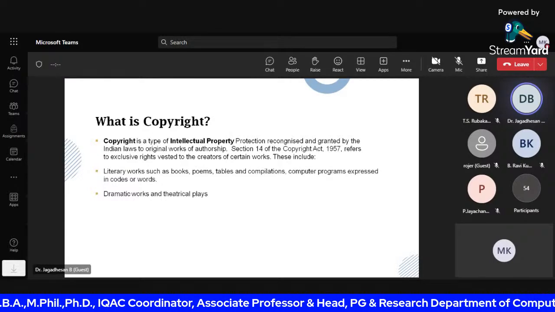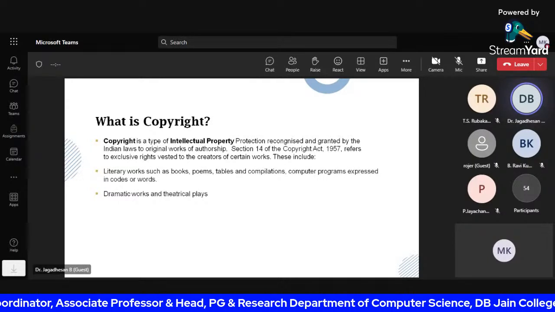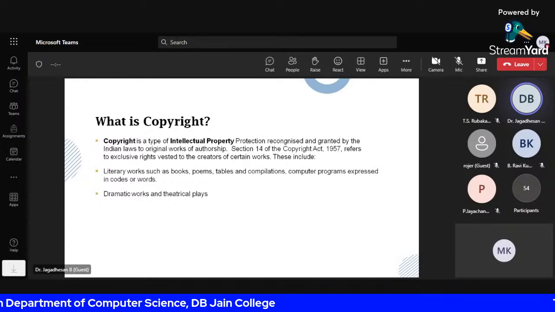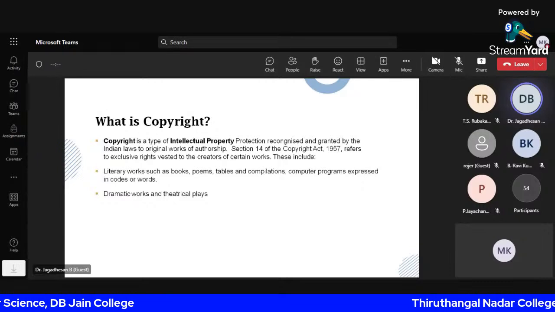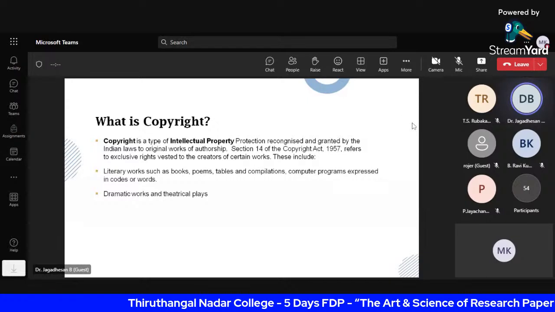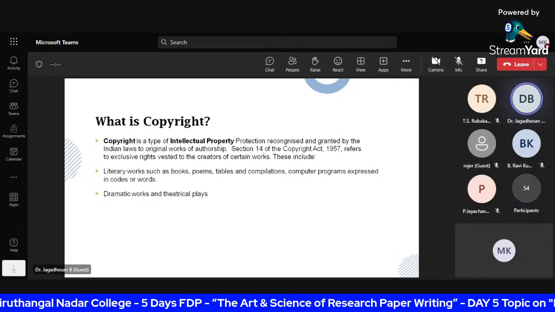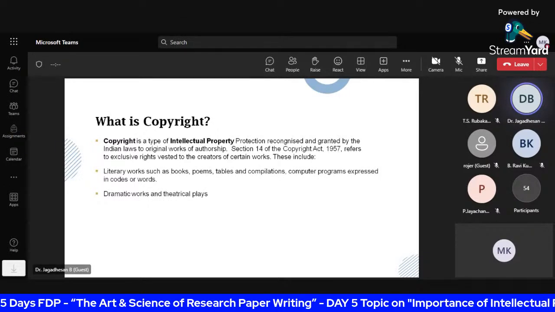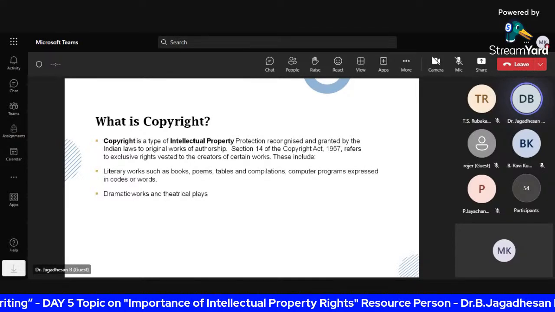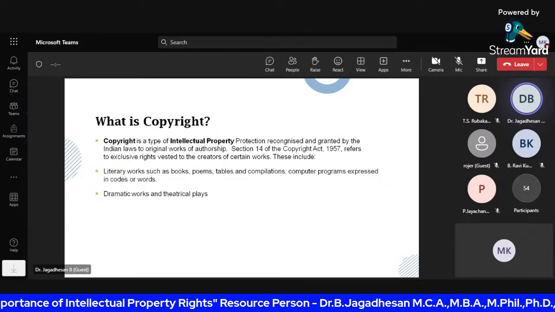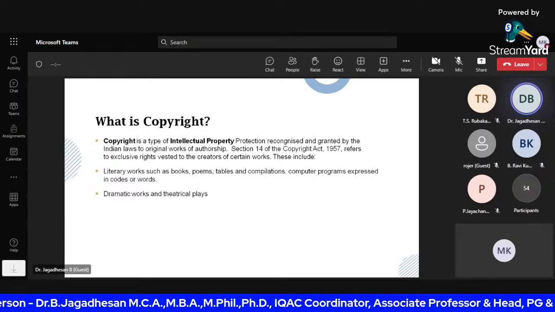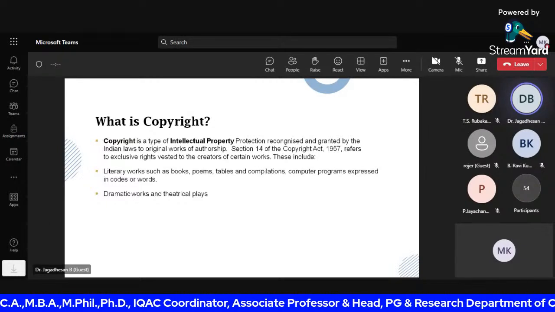Literary works include books, poems, tables, computer programs, journal publications, which may be expressed in codes or words. Then dramatic works are theatrical plays. For example, sometimes a super good film provides some kind of play, like Chennai 21. Maybe the person already registered Chennai 21, and as well as some films' plays are already registered, so that is illegal to copy. Suppose the screenplay is to be used or reproduced or changed in a forthcoming film, they will get permission from the producer as well as the director. So this is one of the concepts of copyright.